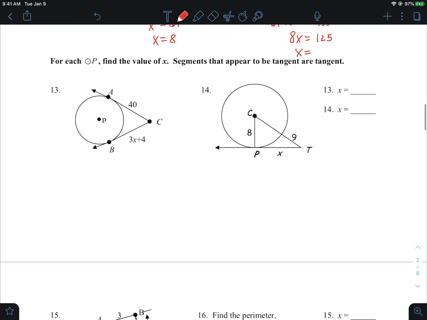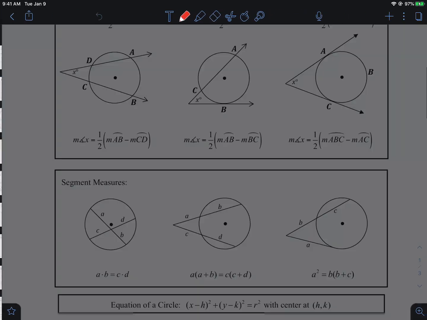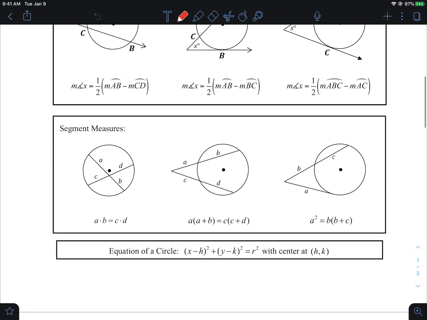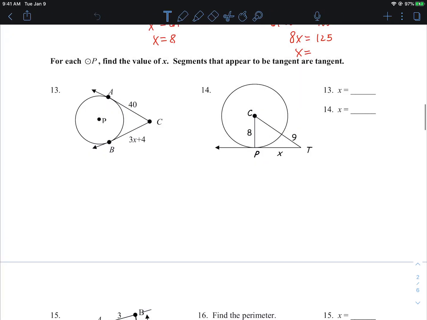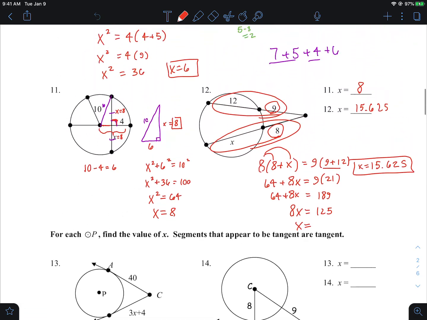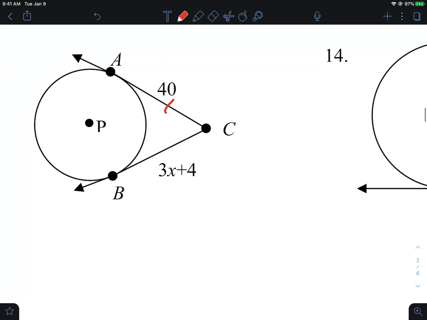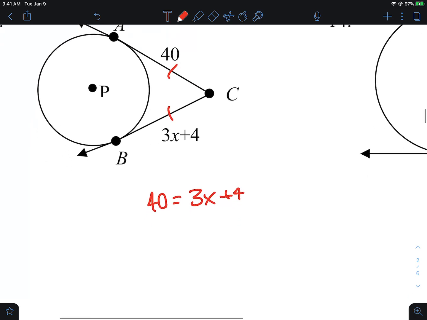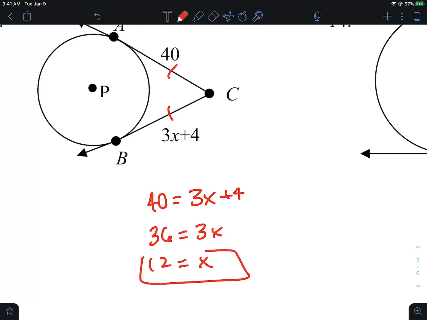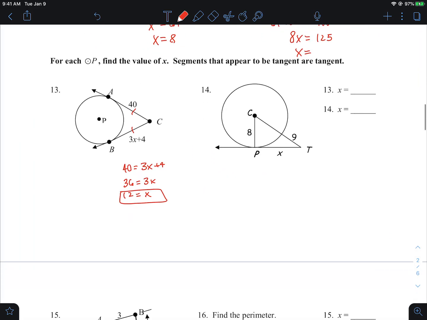All right, next here, this one you got two tangent lines. If you look on your formula chart, there's not really a formula for two tangent lines. We got the two secant lines and then one tangent line and a secant line. And that's because we want you guys to remember this property here. Two tangent lines coming from the same point, just like the perimeter problem we did, are going to be congruent. So all you got to do here on this is 40 equals 3x plus 4. And then you can subtract the 4, that's 36. And then you can divide, that's x is 12. So that'll be that.